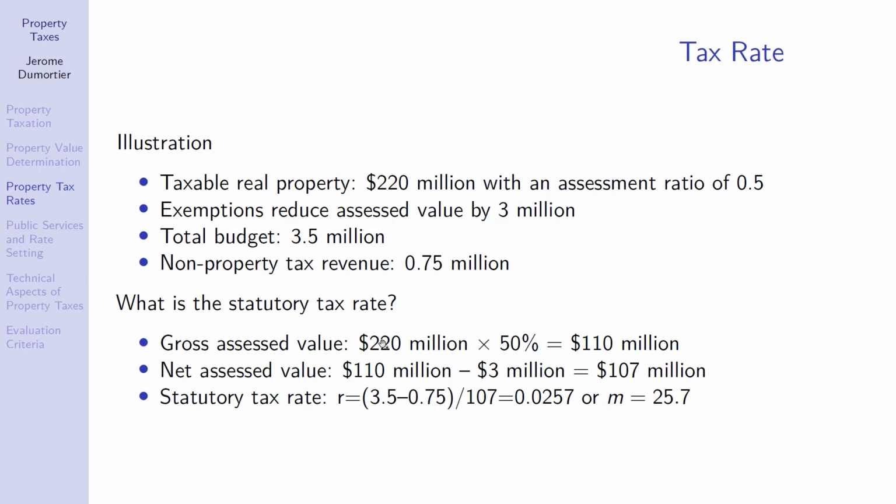So how do you determine the tax rate here? What you're doing is you have the $220 million of assets times the assessment ratio gives you $110 million. And then you are subtracting the exemptions. So you are left with $107 million of basically the net assessed value. Then the rate would be simply the 2.75 divided by the 107. So a property tax rate of 2.57% or a mill rate of 25.7.